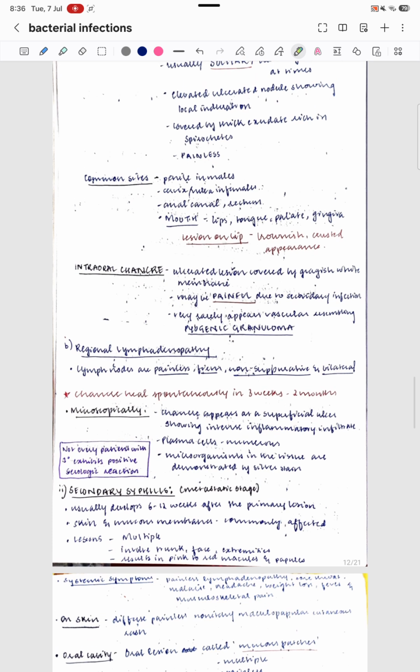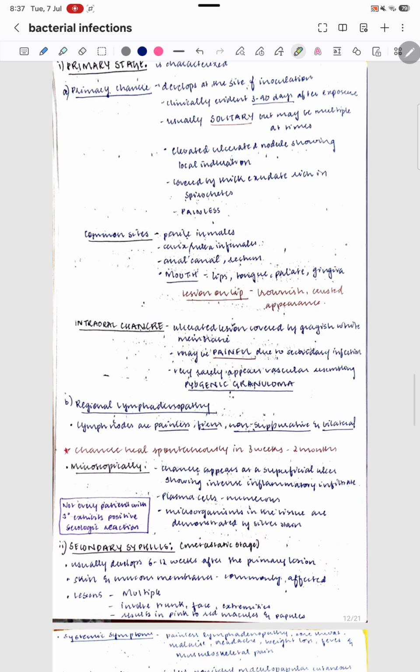Now the intraoral chancre. What is an intraoral chancre? It is an ulcerated lesion covered by a grayish white membrane. So it is an intraoral lesion covered with a whitish gray membrane, and this can be painful. The intraoral chancre could be painful due to secondary infections. Very rarely it appears as a pyogenic granuloma at times.